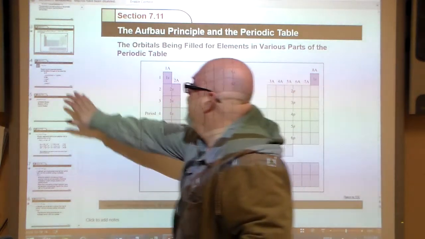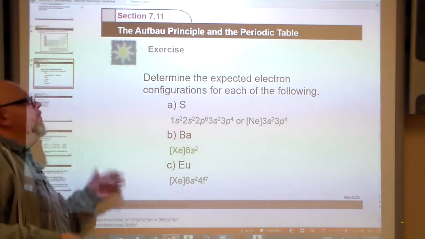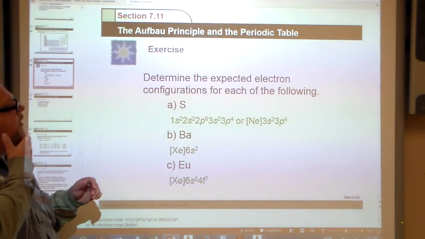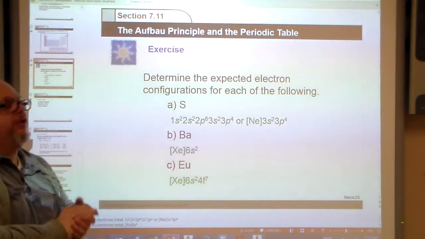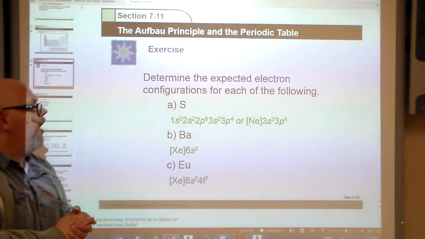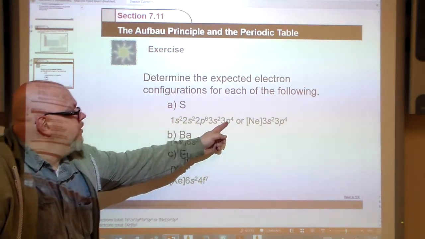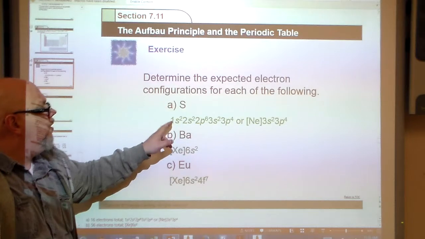All right. Moving on. Let's quickly look at the expected electron configurations. We look at sulfur. Sulfur has 16 electrons. And this is the normal standard notation for sulfur, okay?